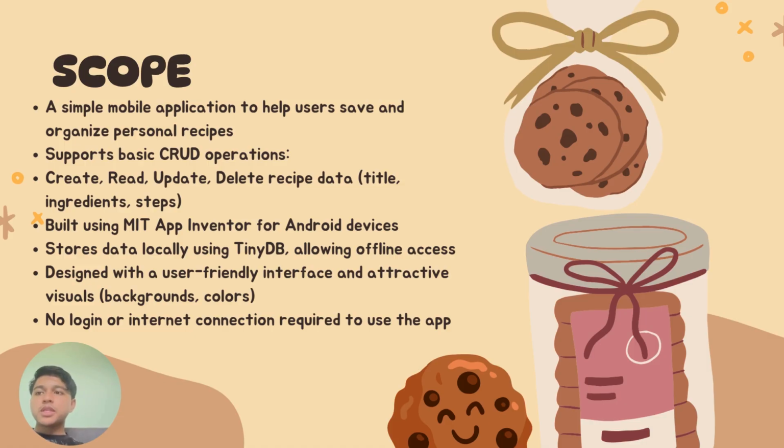Okay, for the scope section, the first point is a simple mobile application to help users save and organize personal recipes. The second point is to support basic CRUD operations. If you ask me what CRUD operation is, in this case, CRUD is a short form for create, read, update, and delete. The application allows the user to create, read, update, and delete recipe data, which is title, ingredients, and steps.